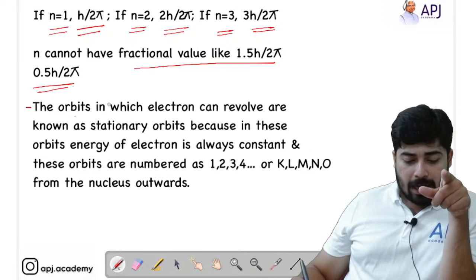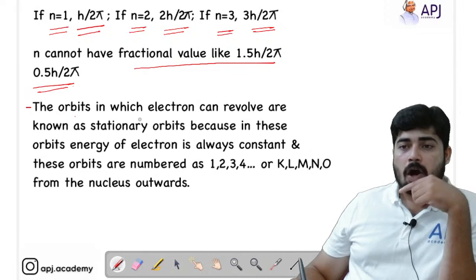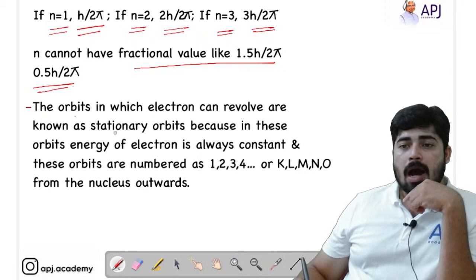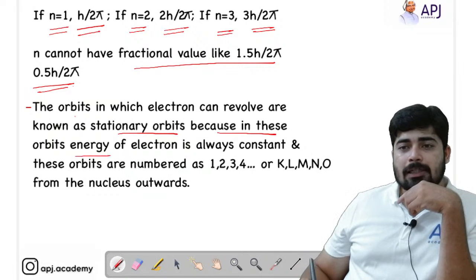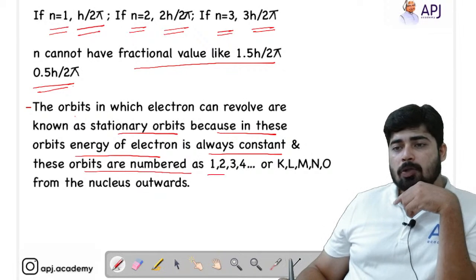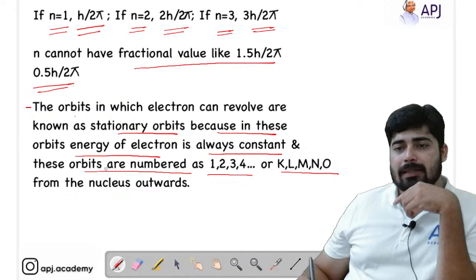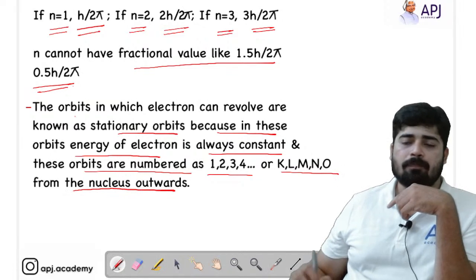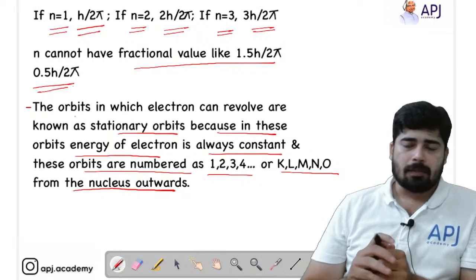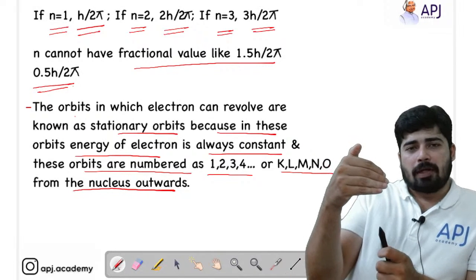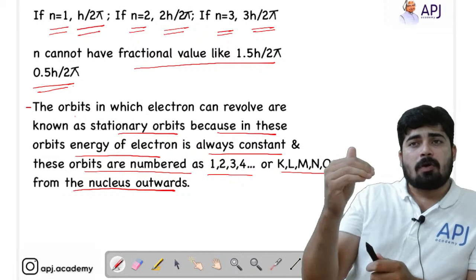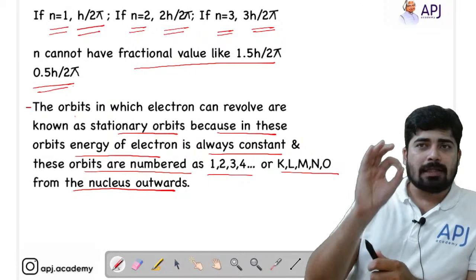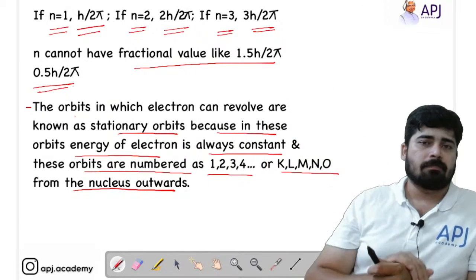The orbits in which electrons can revolve are known as stationary orbits, because in these orbits the energy of the electron is always constant, and these orbits are numbered as 1, 2, 3, 4, etc. or K, L, M, N, O, etc. from the nucleus outwards. See, this is another important point, because from Thomson's model we upgraded to the Rutherford model. In the Rutherford model, there was a problem: he couldn't explain the stability of the atom.